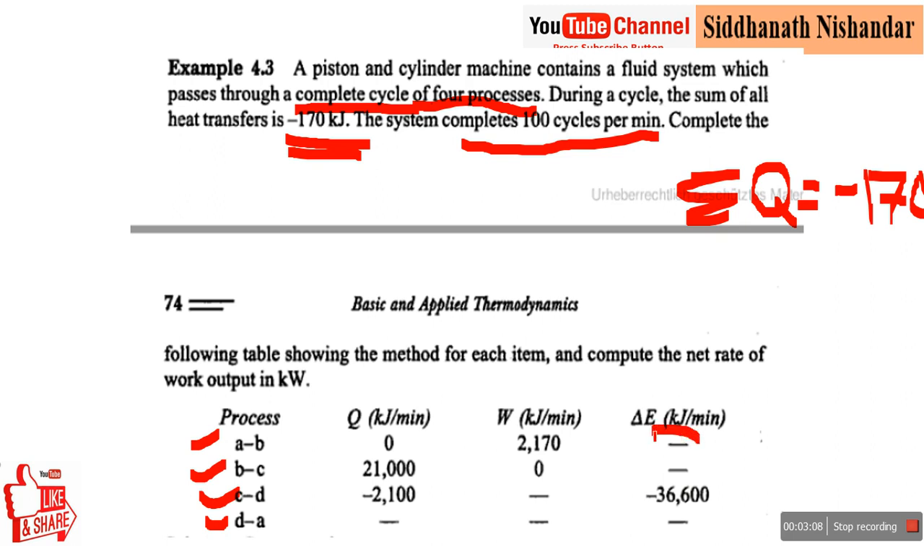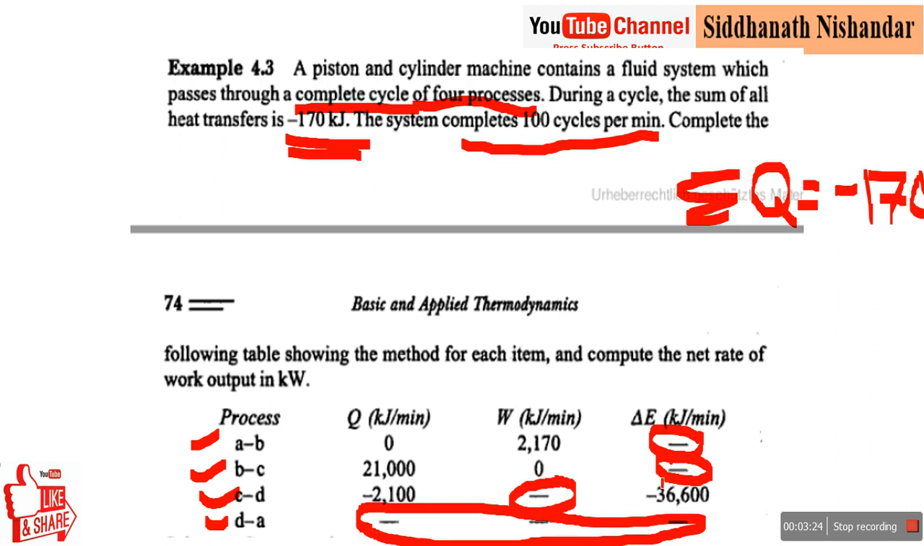If we see, first for A to B, we have to calculate delta E. From B to C, you have to calculate delta E again. From C to D, we calculate W. And for D to A, they ask to calculate all of Q, W, and delta E. We know that this is a cycle process. The initial and final state of the process is the same, and when a system undergoes a cyclic process, it follows the first law of thermodynamics.